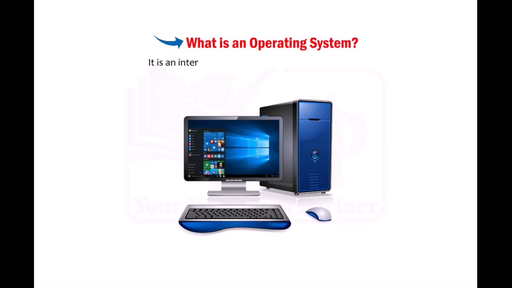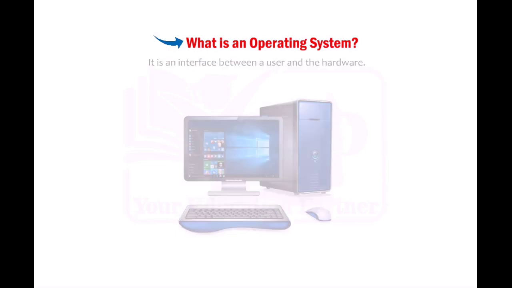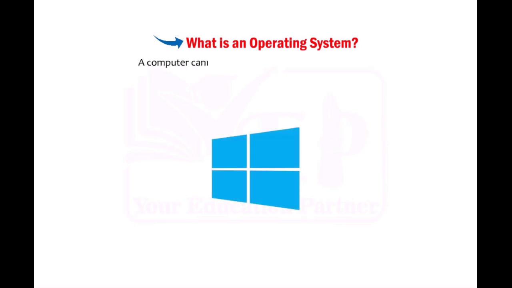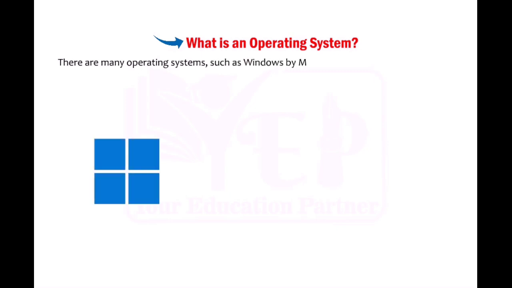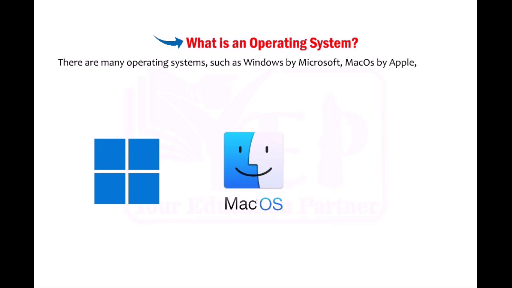It is an interface between a user and the hardware. A computer cannot work without an operating system. It is the most important part of a computer system. There are many operating systems, such as Windows by Microsoft, macOS by Apple, Android by Google, etc.